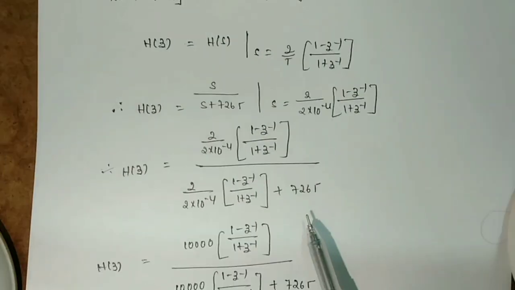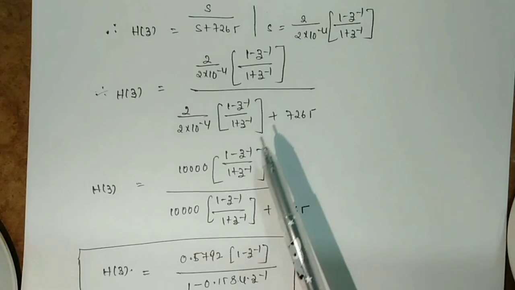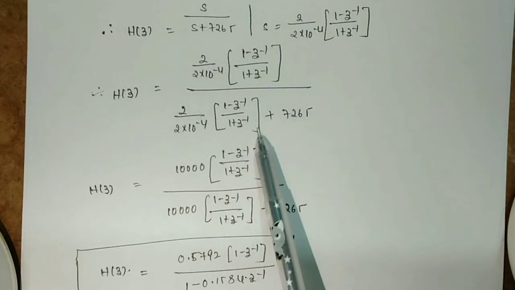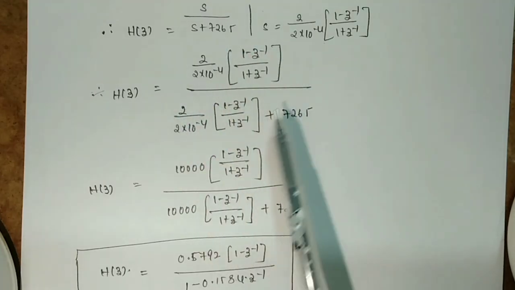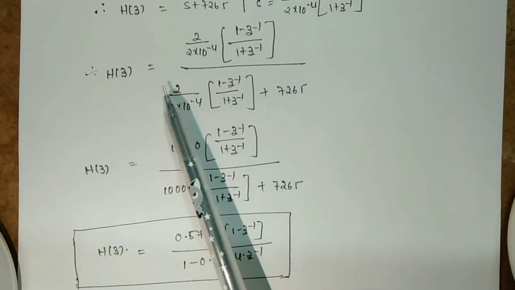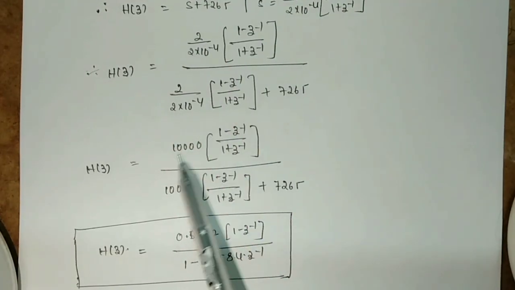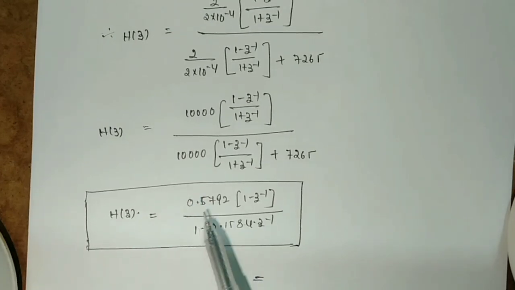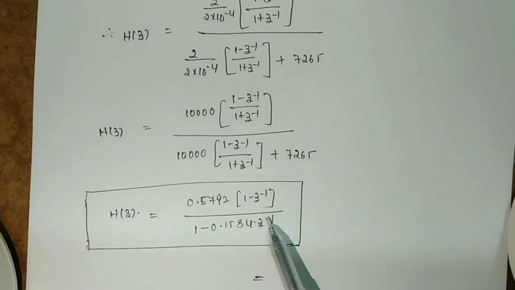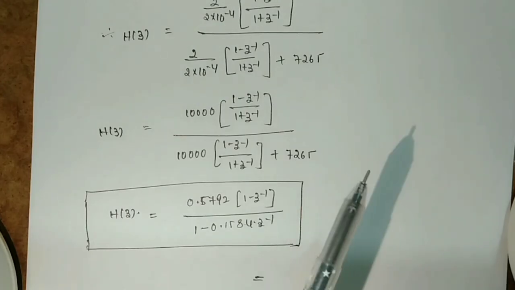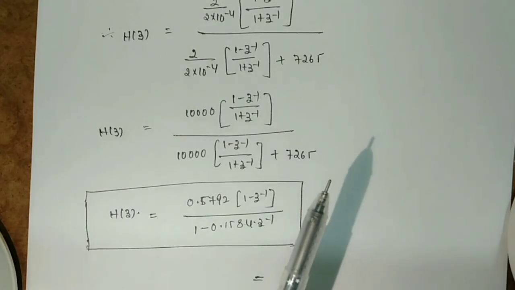You can note down these values and do the mathematical simplification. In place of s, I have substituted this, plus 7265. Now do the mathematical simplification, and this 2 gets cancelled. 1 by 10 power 4 means T is 10,000. So I have substituted. So finally I got H of z is equal to 0.5792 into (1 minus z inverse) by (1 minus 0.1584 z power minus 1). This is the final answer. So this is the working of the bilinear transformation method.